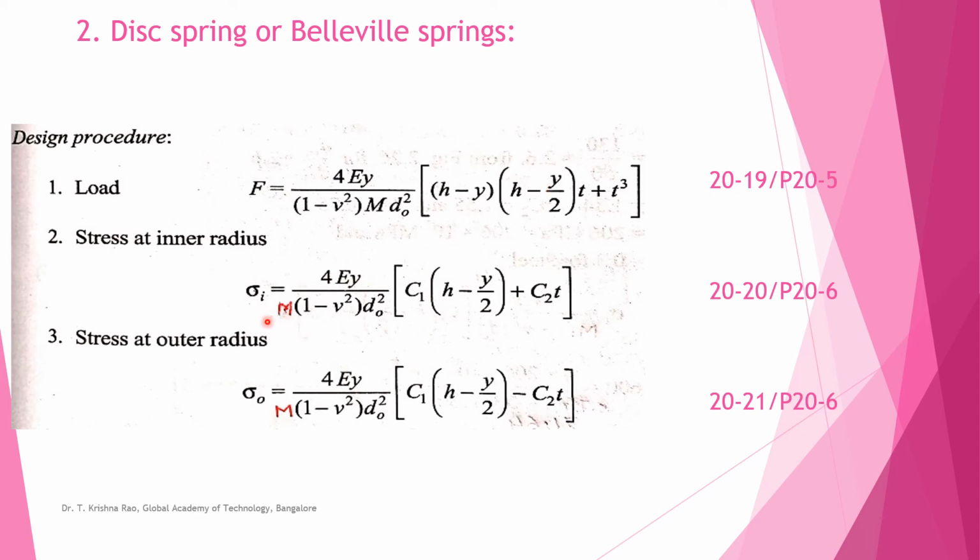Then stress at inner radius and stress at outer radius, 2 equations are given. These equations are identical except in the bracket you see that this is plus C2T, here minus C2T, otherwise everything else is the same.